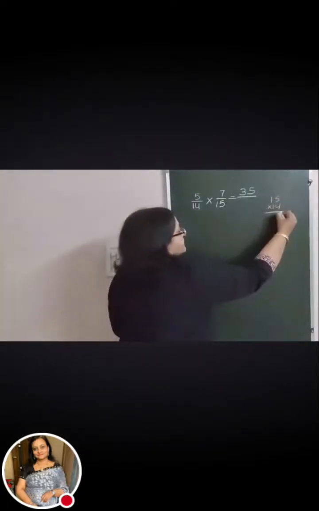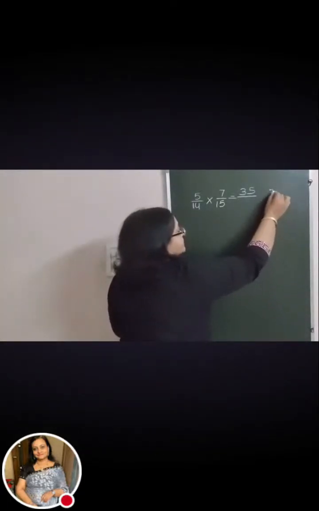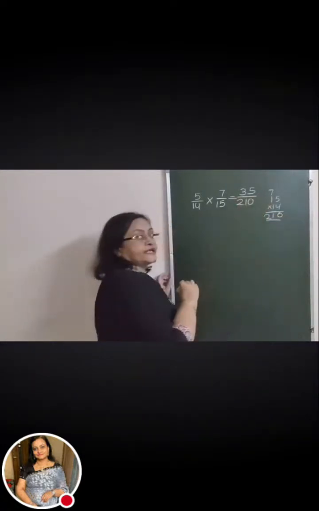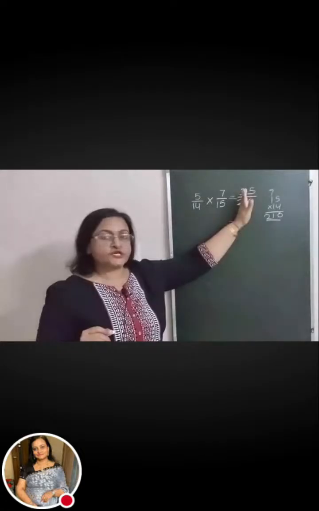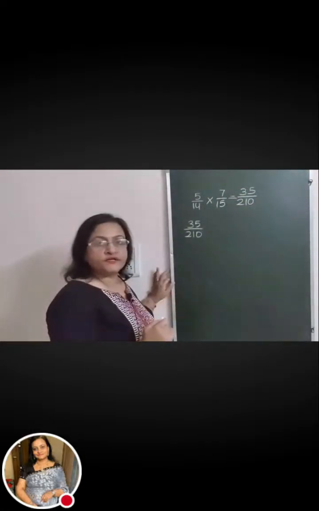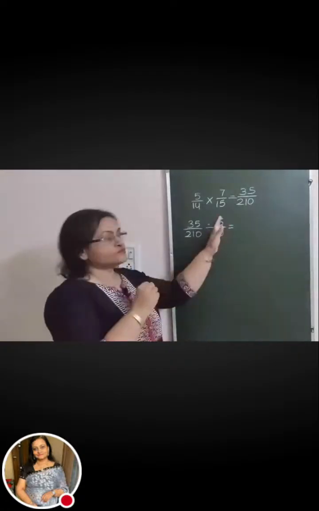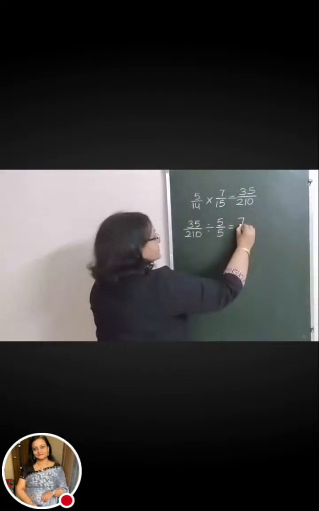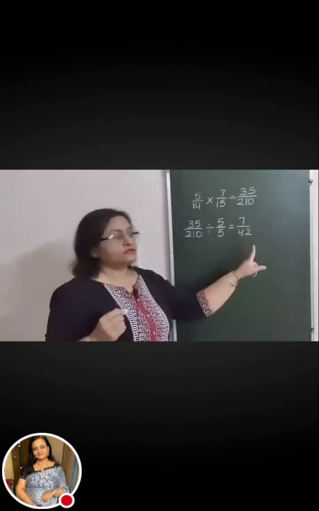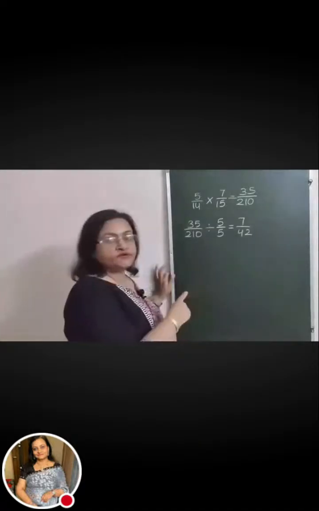Let's see that. 14 5s are 70, 14 1s are 14 plus 7 is 21. So our denominator is 210. Now we can bring this fraction into its lowest term. We can divide numerator and denominator both by 5 and in result we will get 5 7s are 35 and 210 divided by 5 will be 5 4s are 20, 5 2s are 10. 7 upon 42. And it can be further reduced.